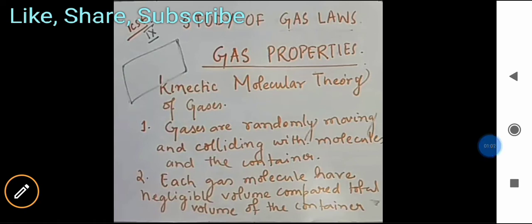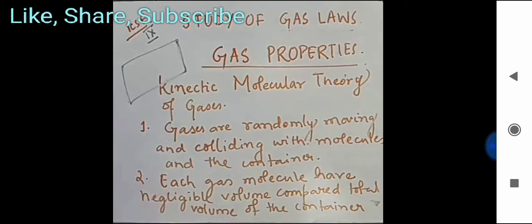You understand the theory which we read last week, the kinetic molecular theory. In this theory, there are three main points. First, gases are randomly moving and colliding with molecules and their container. Suppose this is a container and gases are filled in it. Their molecules are continuously moving and colliding with the molecules and the container. They collide with each other also.